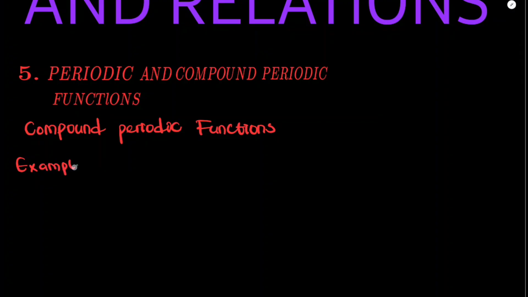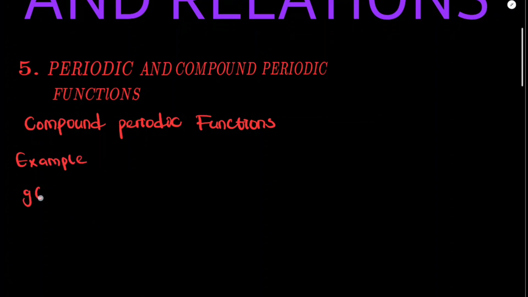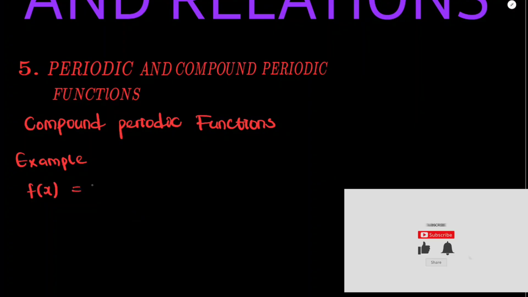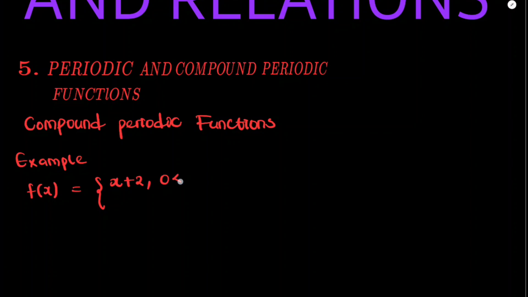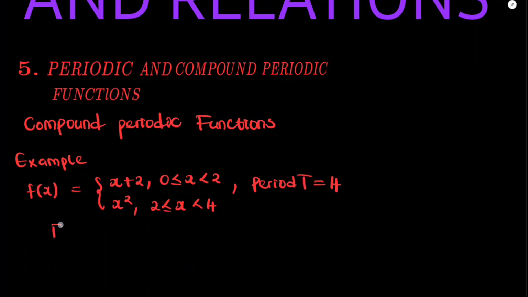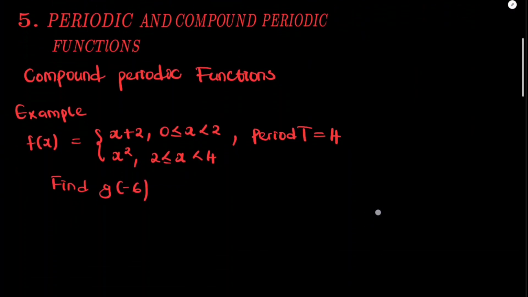Let's have an example. Let me just take f of x. There's no difference though. f of x equal to, so this is our first case, and our second case is this. And we have a period of 4, and we are to find g of -6.